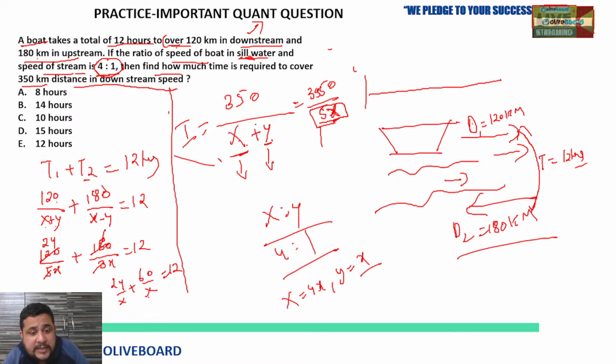Now, by taking the LCM, you can transfer this x to this side. So finally you will get 84. 60 plus 24, 84 equal to 12x. So x is equal to 7.